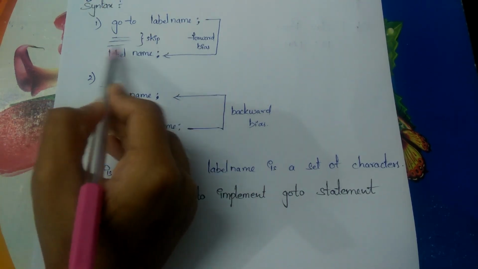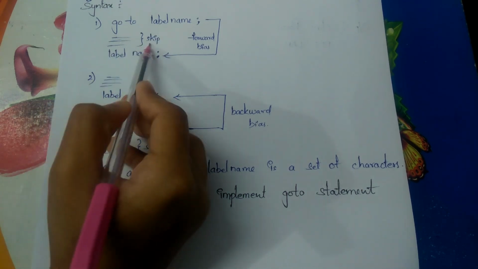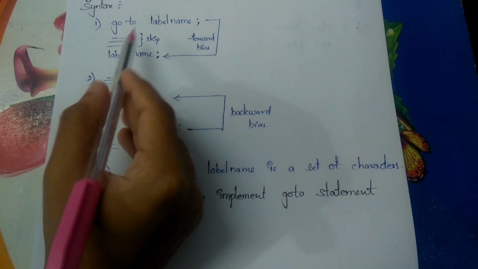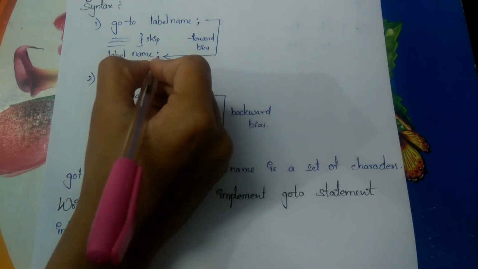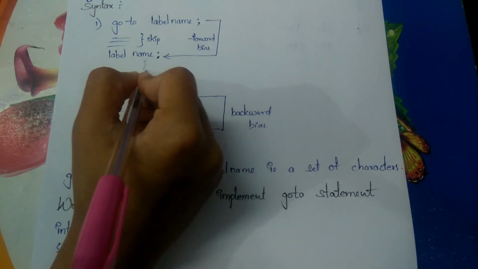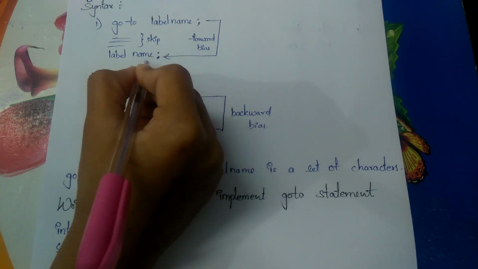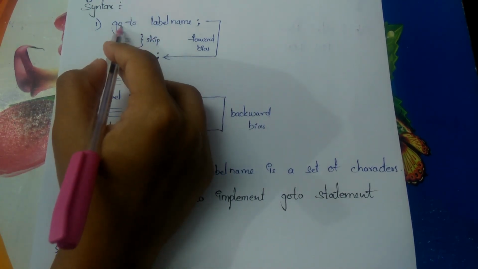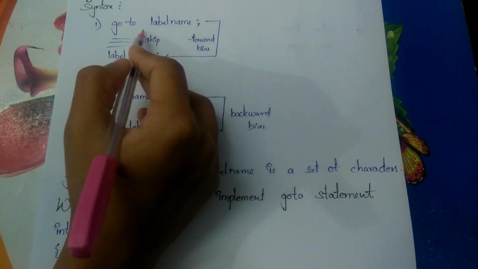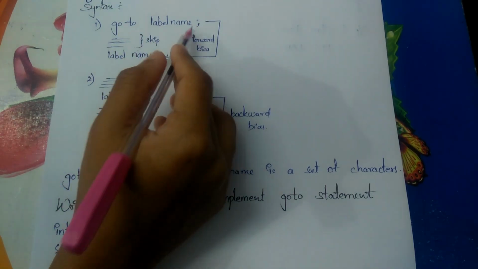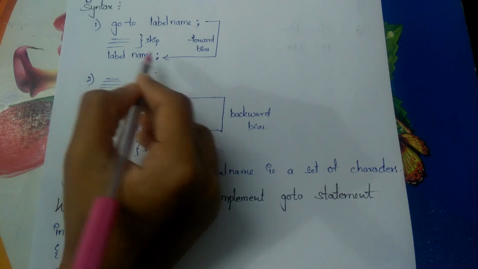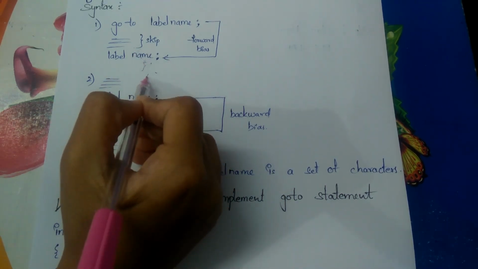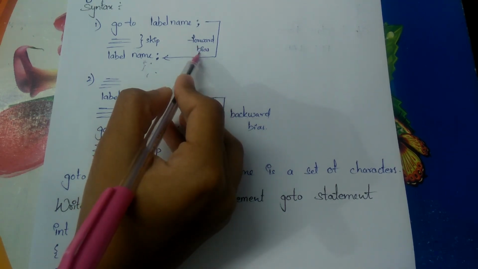Now we write some statements, which might be printf statements or others. After that we call that label name, and after this some statements will be there for the given label name. Whenever we say goto label name, it skips all the statements in between and directly enters the label name, and whatever statements I have written in the label name will be executed. This is called forward jump.